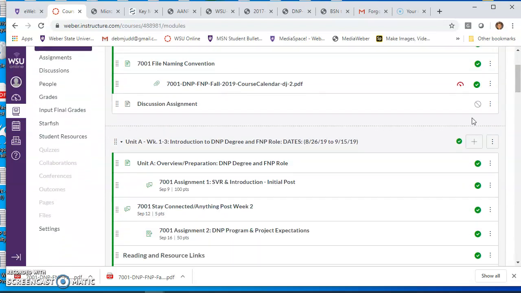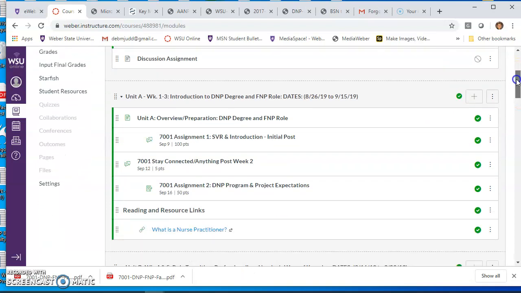So if we go up here to Unit A, what you'll see is that at the end of week 2, there's an assignment for a structured video response and an introduction. It's actually a discussion assignment so that you can introduce yourselves to the members of our class and also have some time to interact and respond to those introductions. There are some specified questions or aspects I'd like you to present in the video, and then also you have some time for your own information.